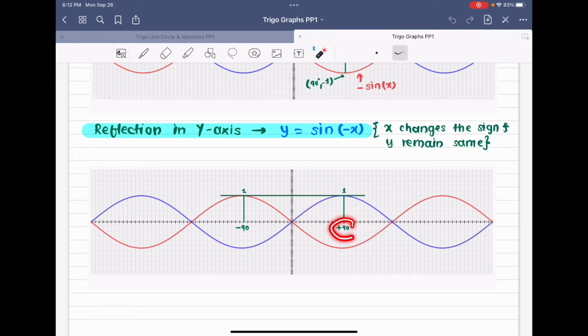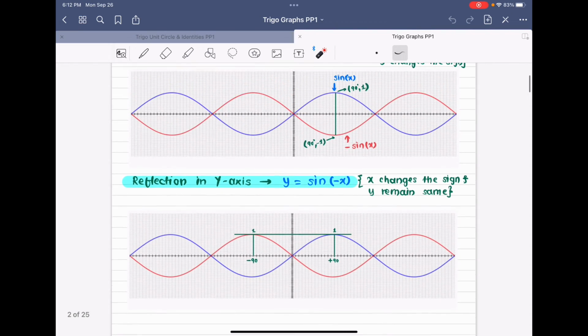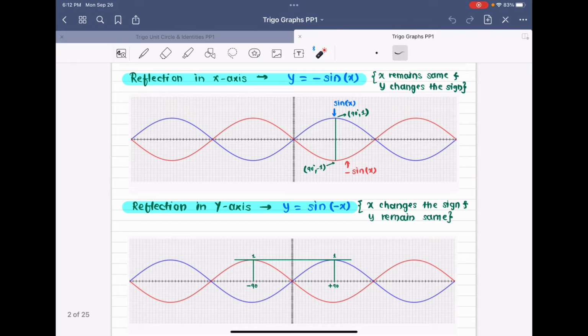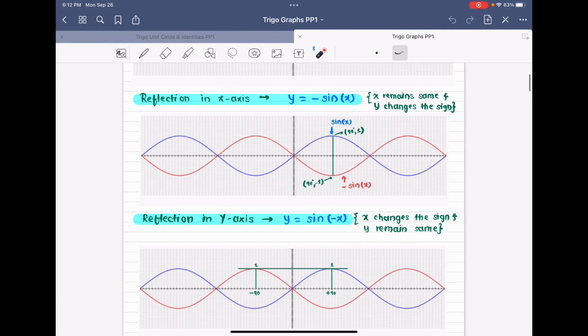So you can see x here is 90, sine 90 is 1. If I make x negative 90, negative of negative 90 is positive 90, sine 90 is still 1. So I'm changing the sign of x, but y remains the same. That is the concept of a reflection in the y-axis. Whether you take sine x or cos x, the reflection in the x-axis and the reflection in the y-axis remain the same. So y is equal to cos x becomes y is equal to minus cos x. And for reflection in the y-axis, y is equal to cos x becomes y is equal to cos of minus x.